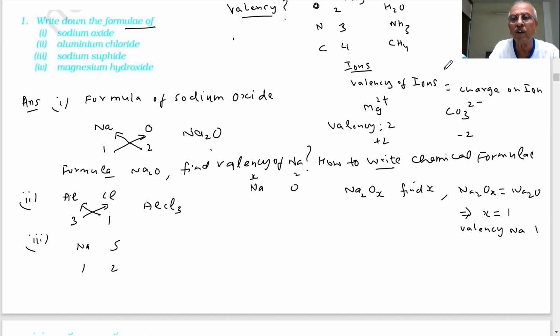Therefore, when we do it, we should learn all these things. The more questions we do, the more we learn, and these are very important. Now 2 will go with sodium and 1 will go with sulfur. Then what will be the answer? Na2S. Okay. Next question, number 4.